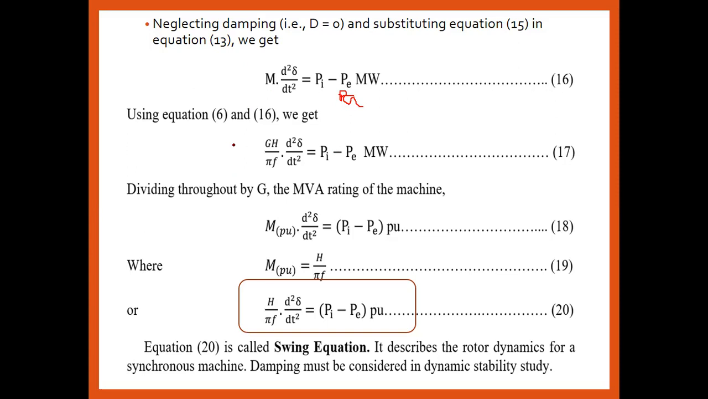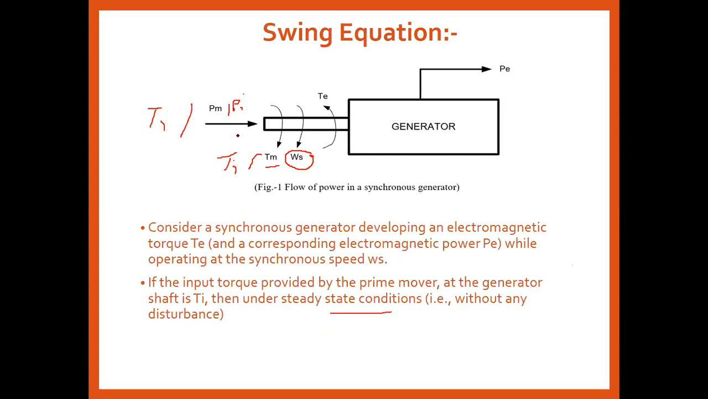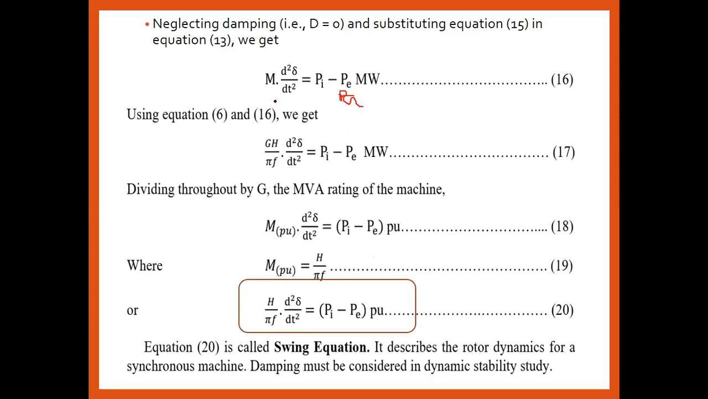Using equation 6, M is the moment of inertia, which is equal to G H upon pi f, where G is the MVA rating and H is the inertia constant. So M is G into H upon pi into f.